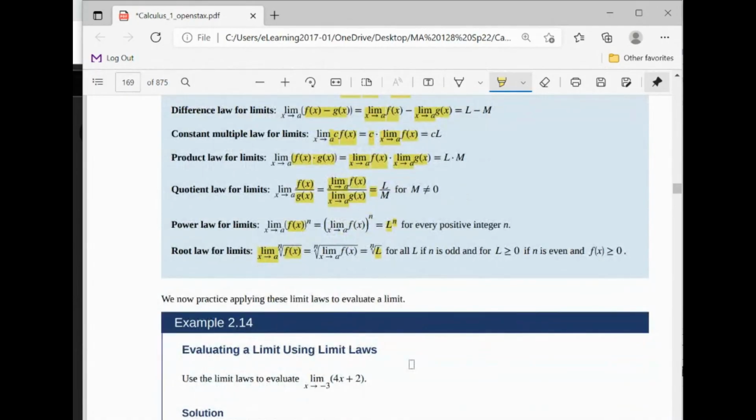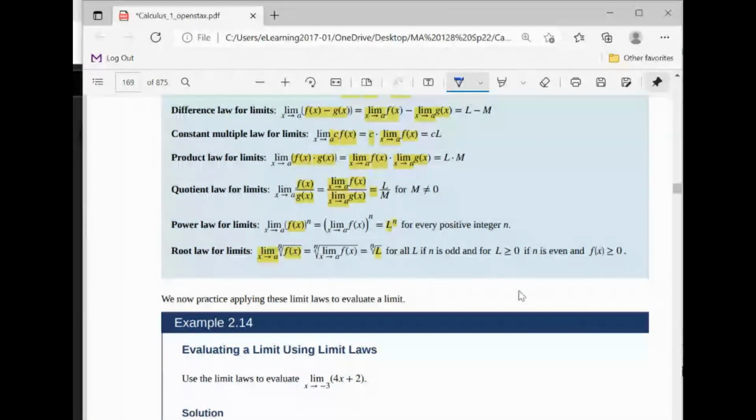Okay, so I will just show you one example, and then we will continue from there next time. Use the limit laws to evaluate this limit. In this case, we are not plugging in numbers that are close to -3, right? So we are not checking it graphically, but we will simply apply these rules.